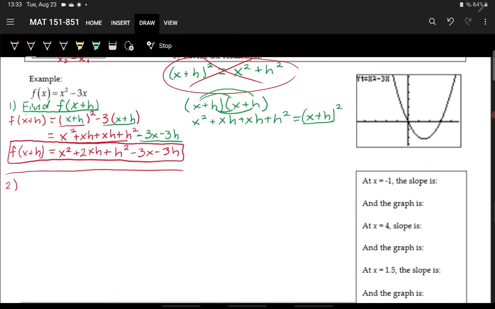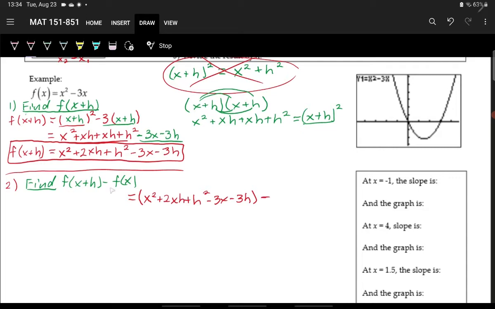So what we're looking for is to find f of x plus h minus f of x. So let's work that out. This is equal to, I'm going to write off to the side just so we don't have to write it again, f of x plus h. We just found what that was. I'm going to put it in parentheses so we can keep it separate: x squared plus 2xh plus h squared minus 3x minus 3h. That's a mouthful. And we're subtracting f of x from that.